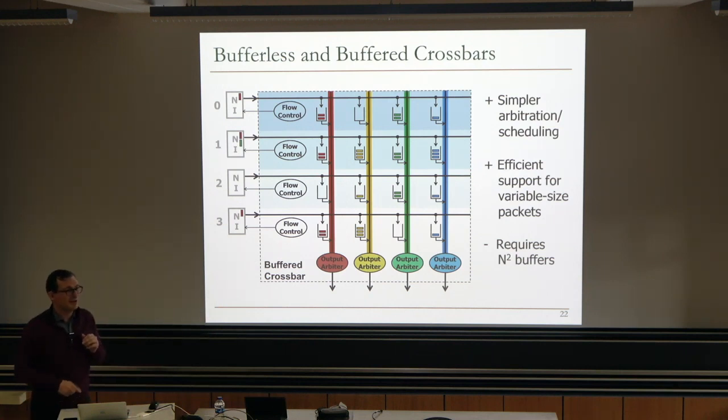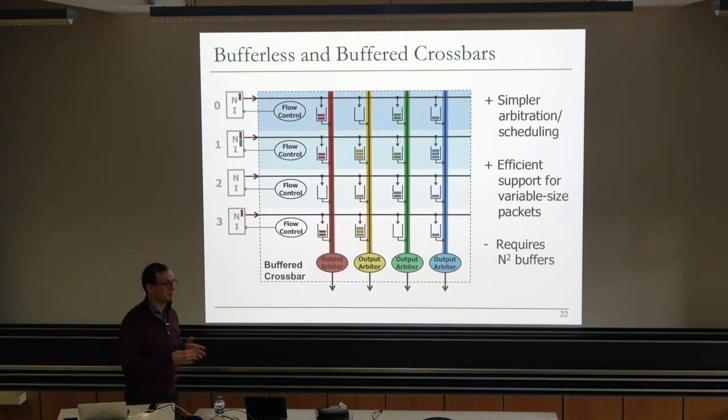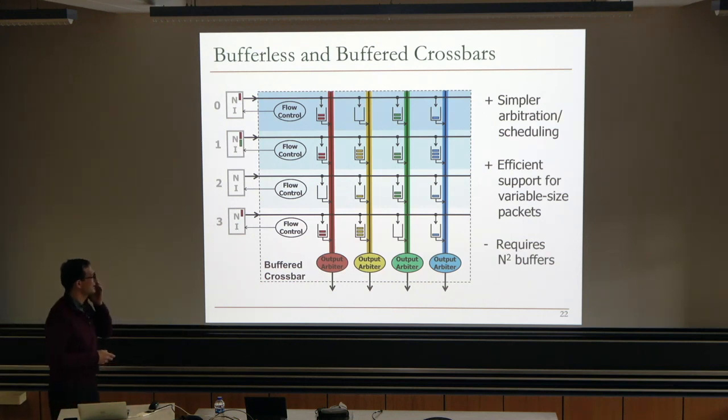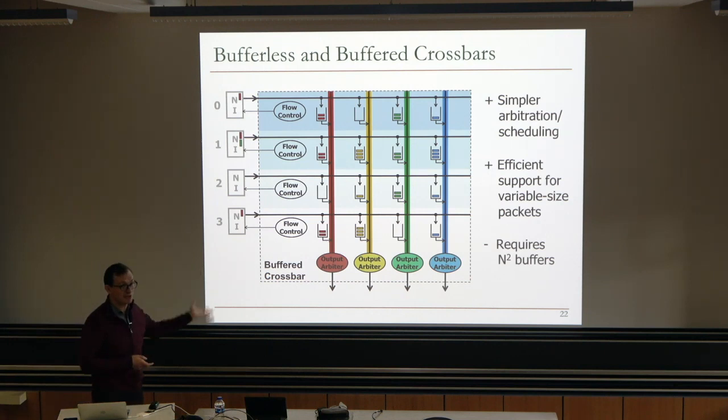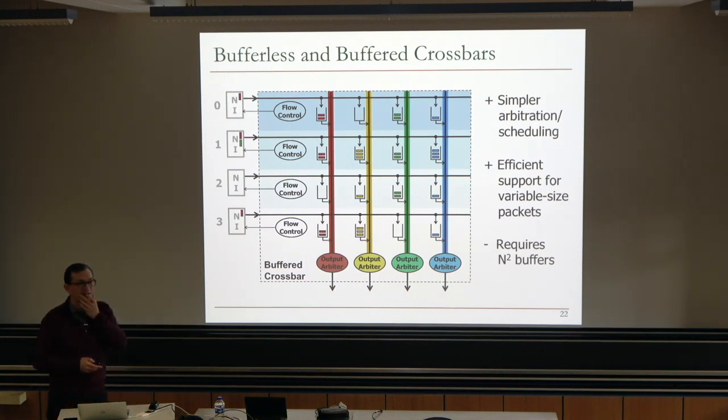Okay, so now I mixed a little bit of topology and buffering and flow control, and you can see how potentially integrated they are with each other. But they are orthogonal, as you can see in this case. You can choose buffering or not buffering in the same topology. Okay, any questions?